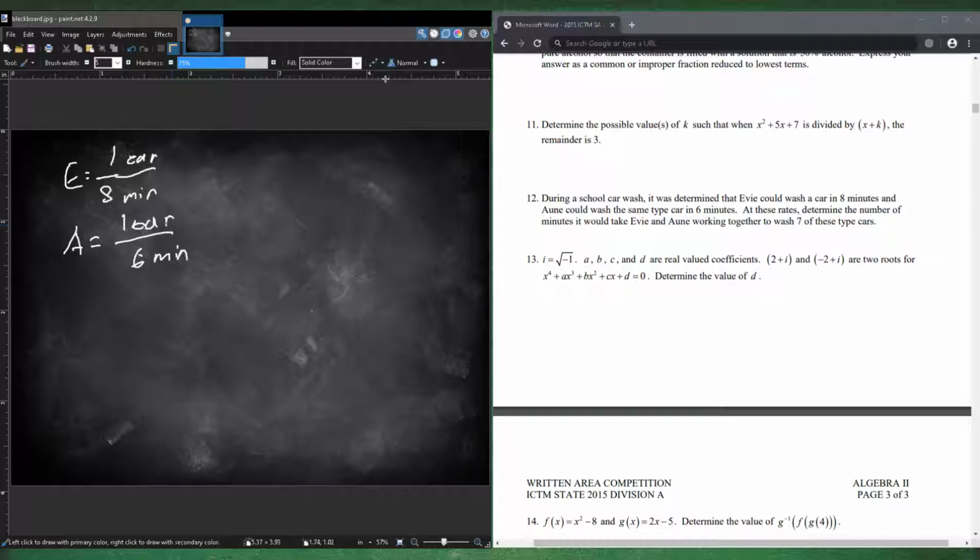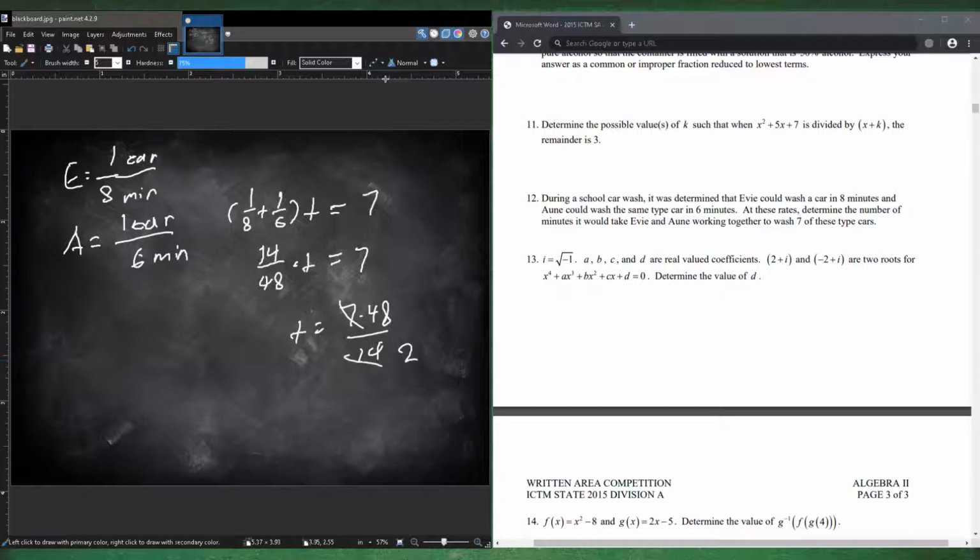At this rate, determine the number of minutes it would take Evie and On working together to wash 7. Okay, so we have Evie's rate, which is 1 over 8, and On's rate, which is 1 over 6, multiplied by the time that it takes them is equal to how many cars, which is 7. So adding these together, that is 14 over 48 times t is equal to 7. So t equals 7 times 48 over 14.